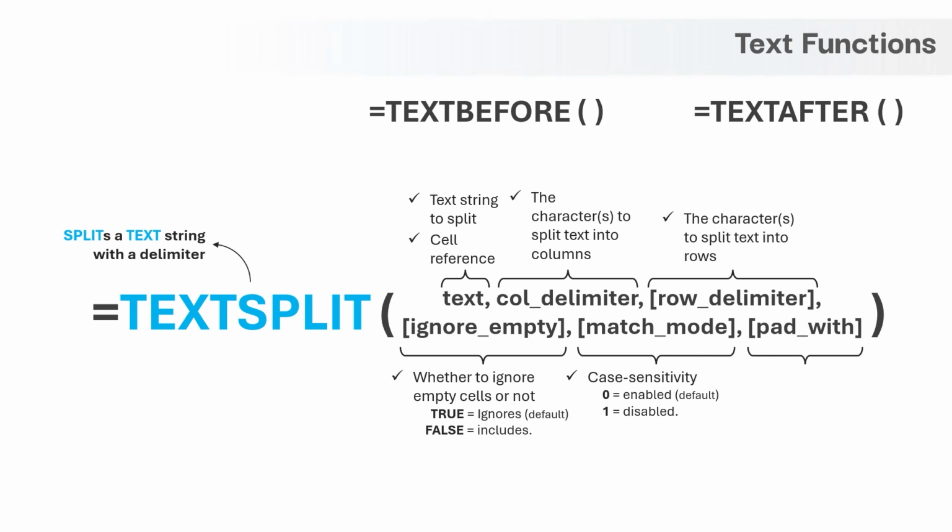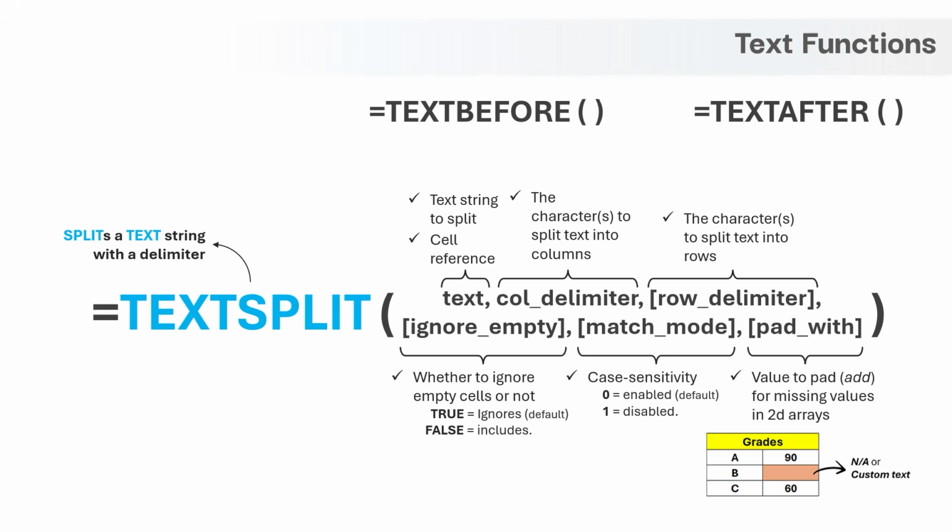The last argument is pad width, and padding is used when the output contains rows and columns and a value is missing that could affect the structure of the array. By default, it replaces this missing value with a not available error, but we can replace this with any value of our choice using this argument. We will shortly see an example of this.